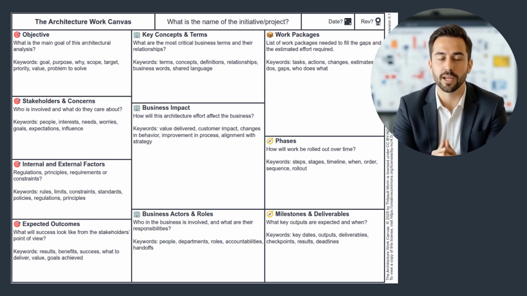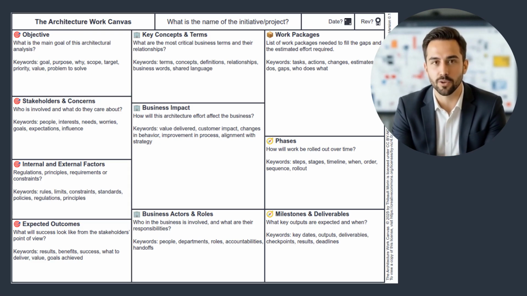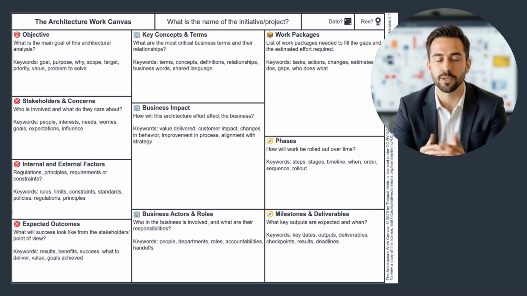This is a one-page visual framework that replaces long, complex documents with simplicity, speed, and focus. Whether you're coordinating across departments or managing a complex integration, the canvas helps teams stay aligned and understand the architecture clearly. Architecture work is often too abstract, too ad hoc, or just not actionable.